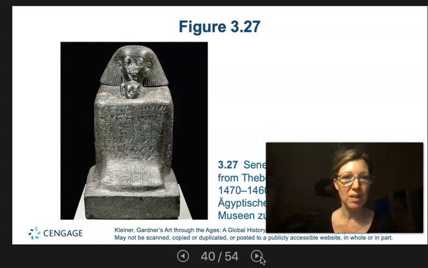Okay, here we have a change. Now we have a block statue. So the New Kingdom sculptural form, embodied by this statue of Sen-en-Mut, is a block. They didn't do a lot of carving. Very different.